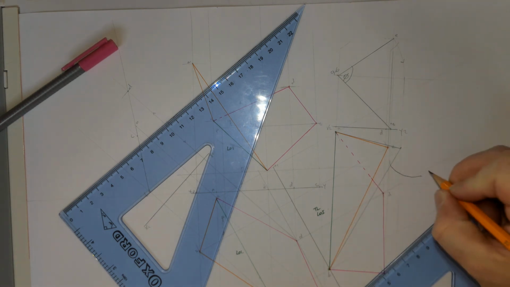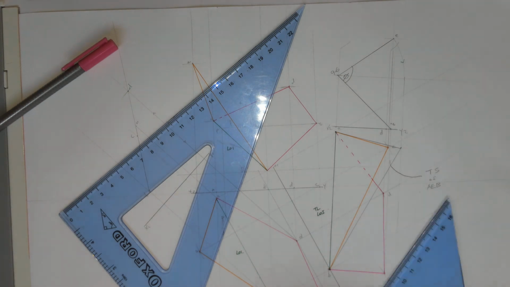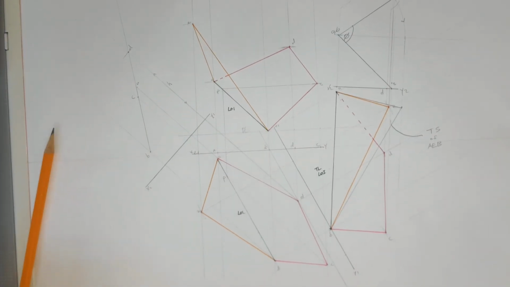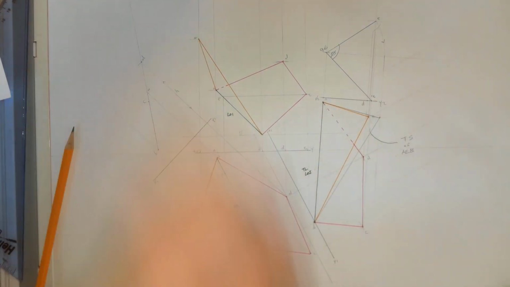and then you can just label it TS of AEB, and that is that question complete from the 2020 mock paper that's on the State Exams Commission website.